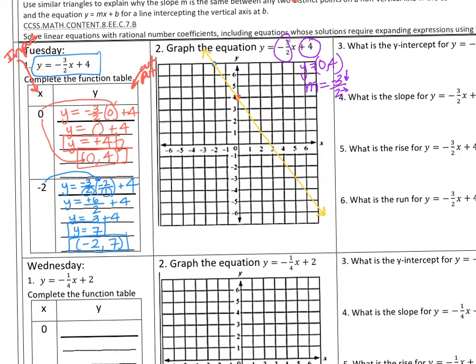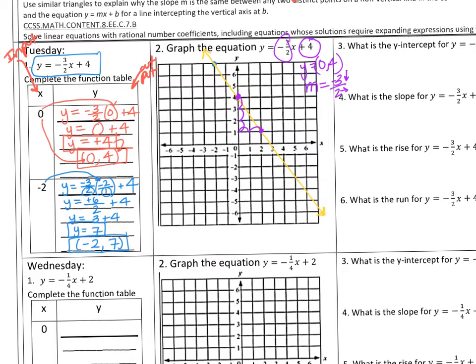So I could go to 0, comma 4, which is now in purple. And I can go down 3: 1, 2, 3, right 2: 1, 2. And lo and behold, I get the same line. There are 2 different points or 1 different point, but the line is consistent. So I can graph this by an input-output table, or I can graph this in the y equals mx plus b form.